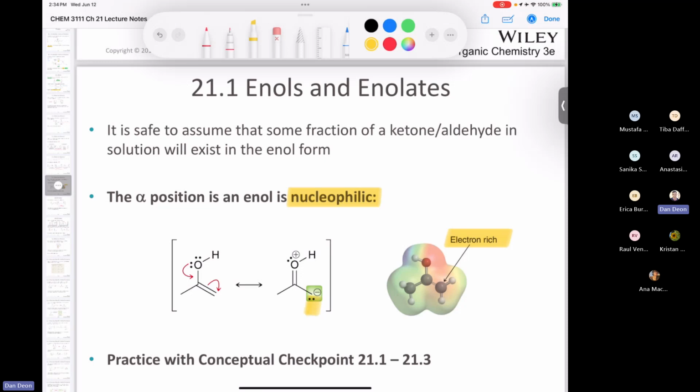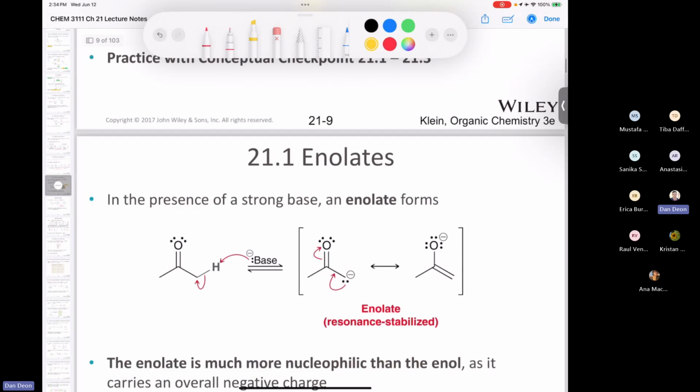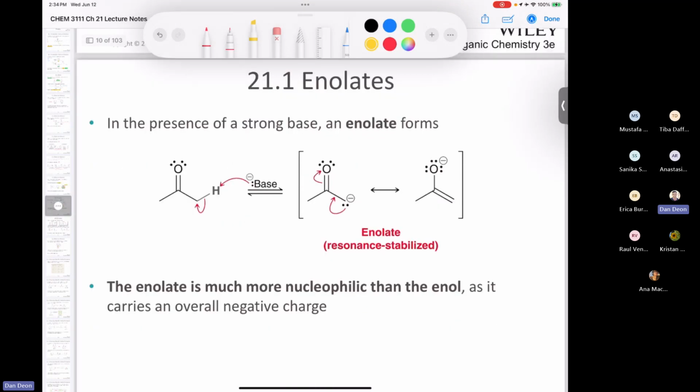Now, if you go back to the enolate, that's got the negative charge baked right into it. I told you that this is called an enolate, right? You see the negative charge here. So it turns out that an enolate is way more nucleophilic than an enol because it has an overall negative charge.